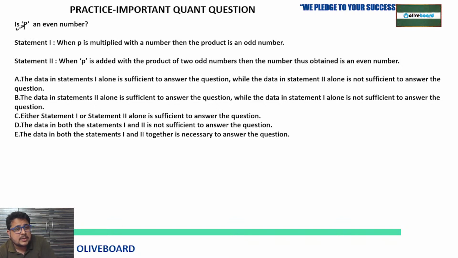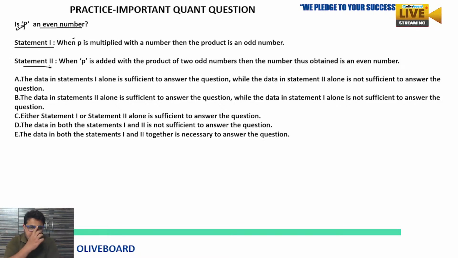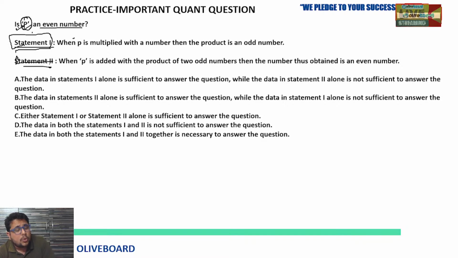Data sufficiency based. So, is P an even number? Statement 1, statement 2. In previous sessions also, I have shared some questions based on this. This is the type of condition where you have to confirm from the given statements whether the number is even or not. They will give you an alphabet instead of a number, okay, P, X, Y, whatever, an even number or not. You have to confirm that with the help of statement 1, statement 2, or whatever number of statements are given in the question.